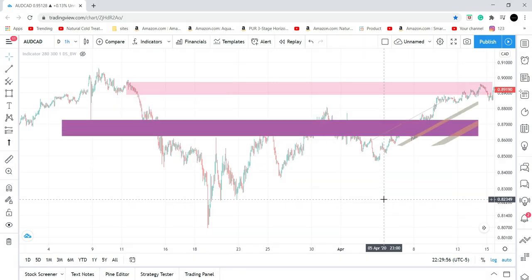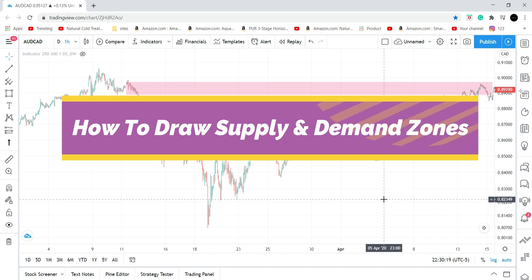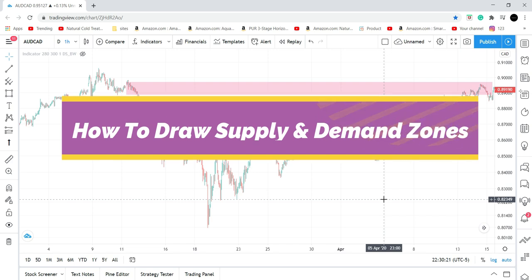Today, we're going to talk about how to draw supply and demand zones the right way.